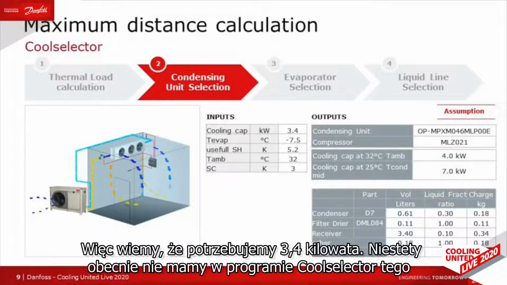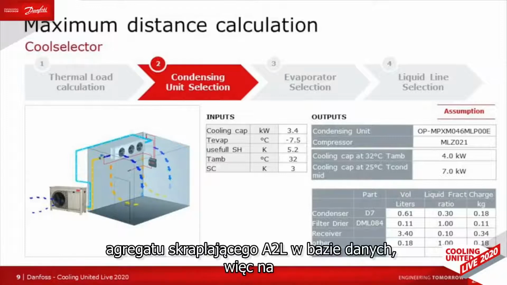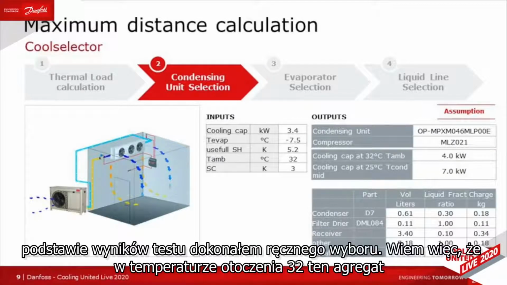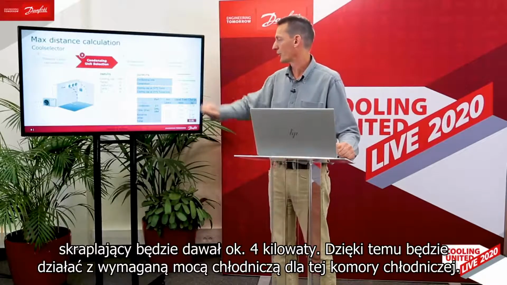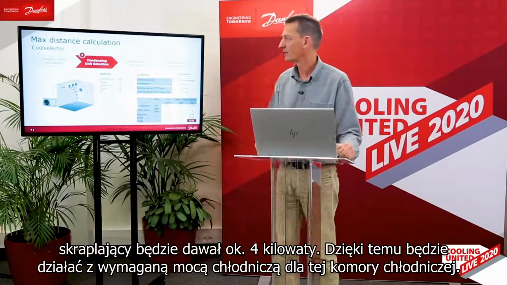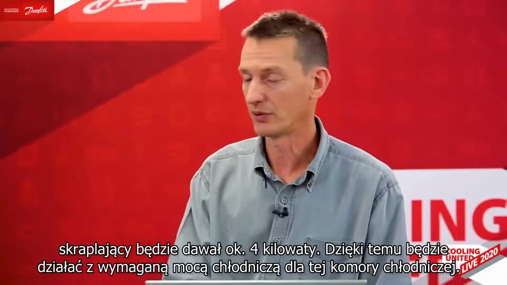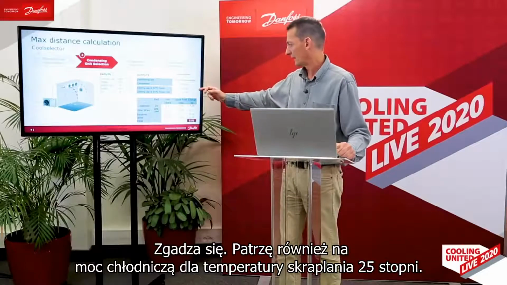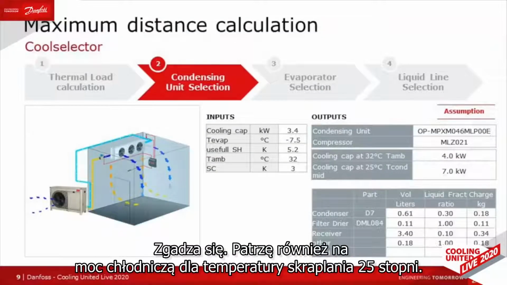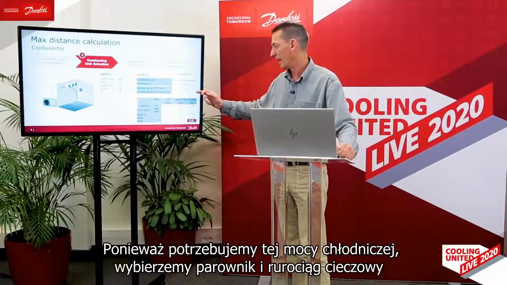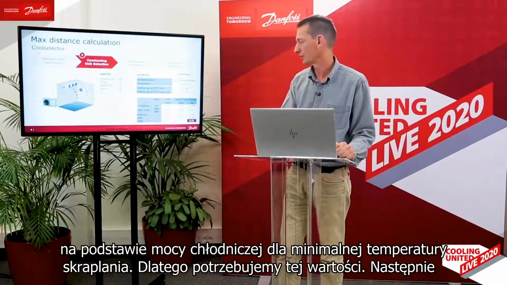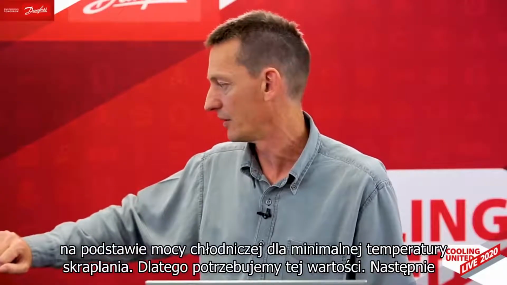Unfortunately, today in Cool Selector, we don't have this A12 condensing unit in the database. So I have made a manual selection based on test results. I know that this condensing unit will give around 4 kilowatts at 32 degrees ambient temperature. So it will work with the required cooling capacity of this cold room. So that's okay. And I also look at the cooling capacity for 25 degrees C condensing temperature, because we will make the selection of the evaporator and liquid line based on the cooling capacity for the minimum condensing temperature. So we need this value.